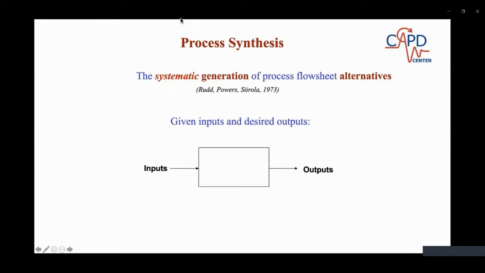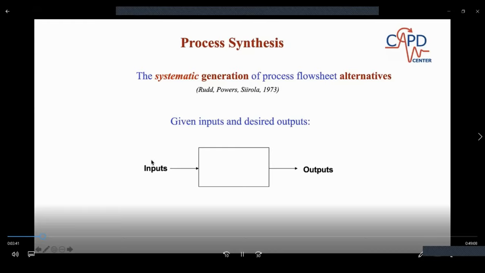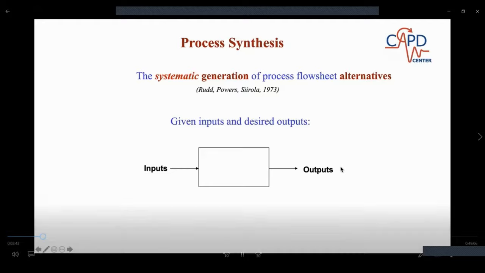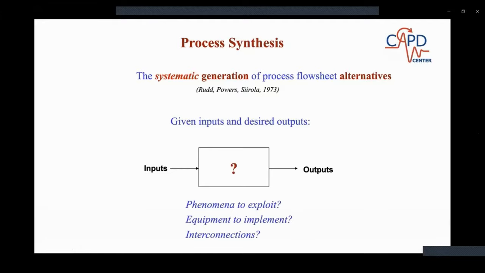They would say, we're given inputs in the form of raw materials, and we have outputs of products that we want to produce. The main question that we want to determine here is how do we convert the raw materials into products? So I'm jumping back and forth here. We want to determine what phenomena to exploit, what equipment to implement, and how to interconnect the equipment.